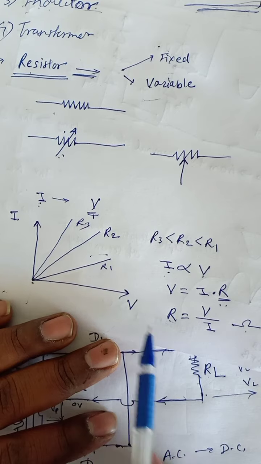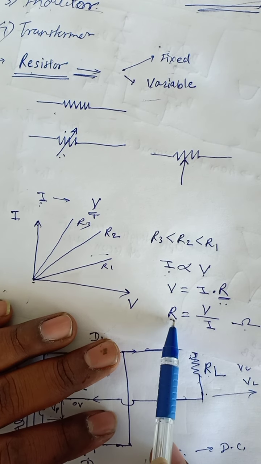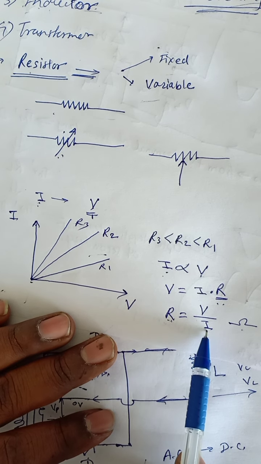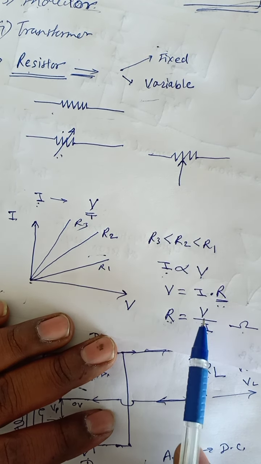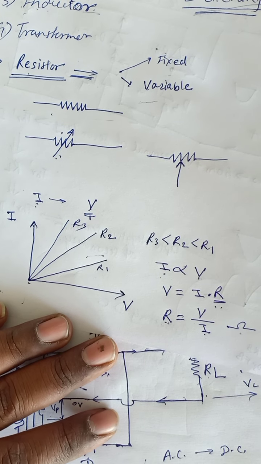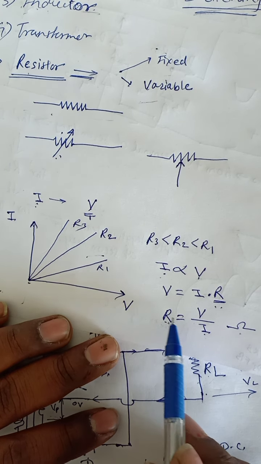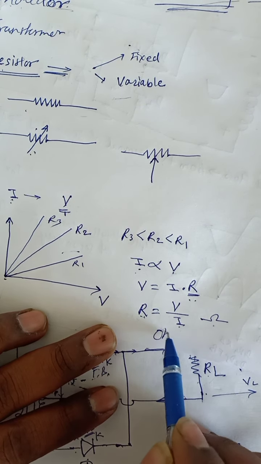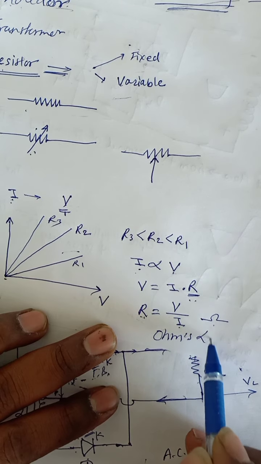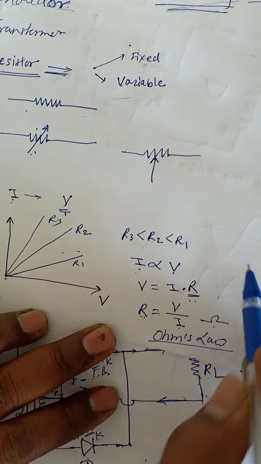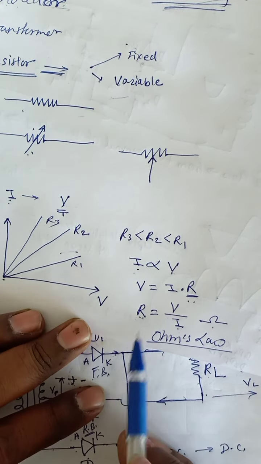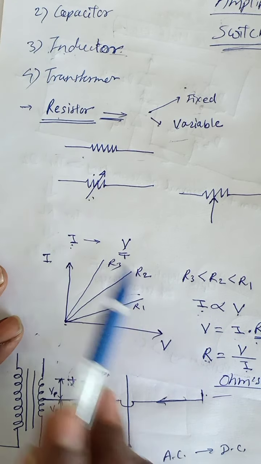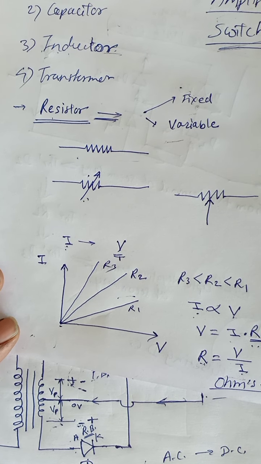So therefore this resistance R can be calculated by using V by I, applied voltage divided by the current. So R equal to V by I. So this is nothing but Ohm's law. Okay, so you can also write V is equal to IR. So this is nothing but Ohm's law. So this is the relation between current and voltage in a fixed resistor.